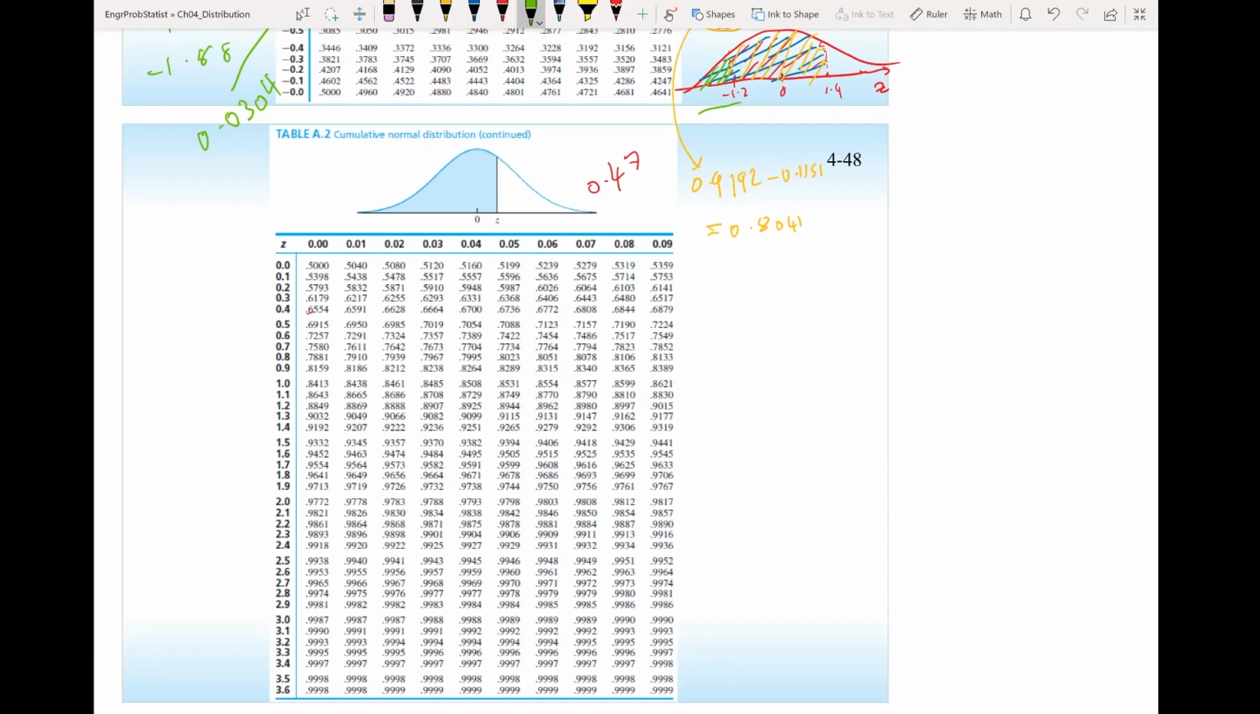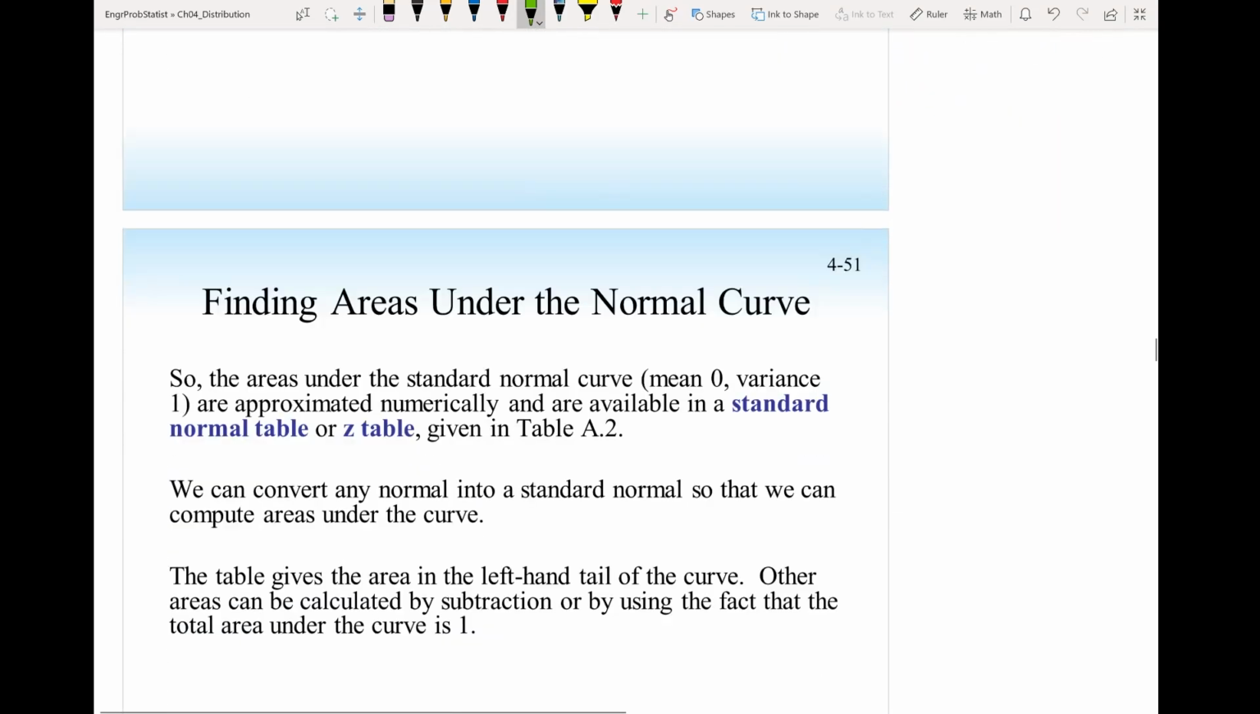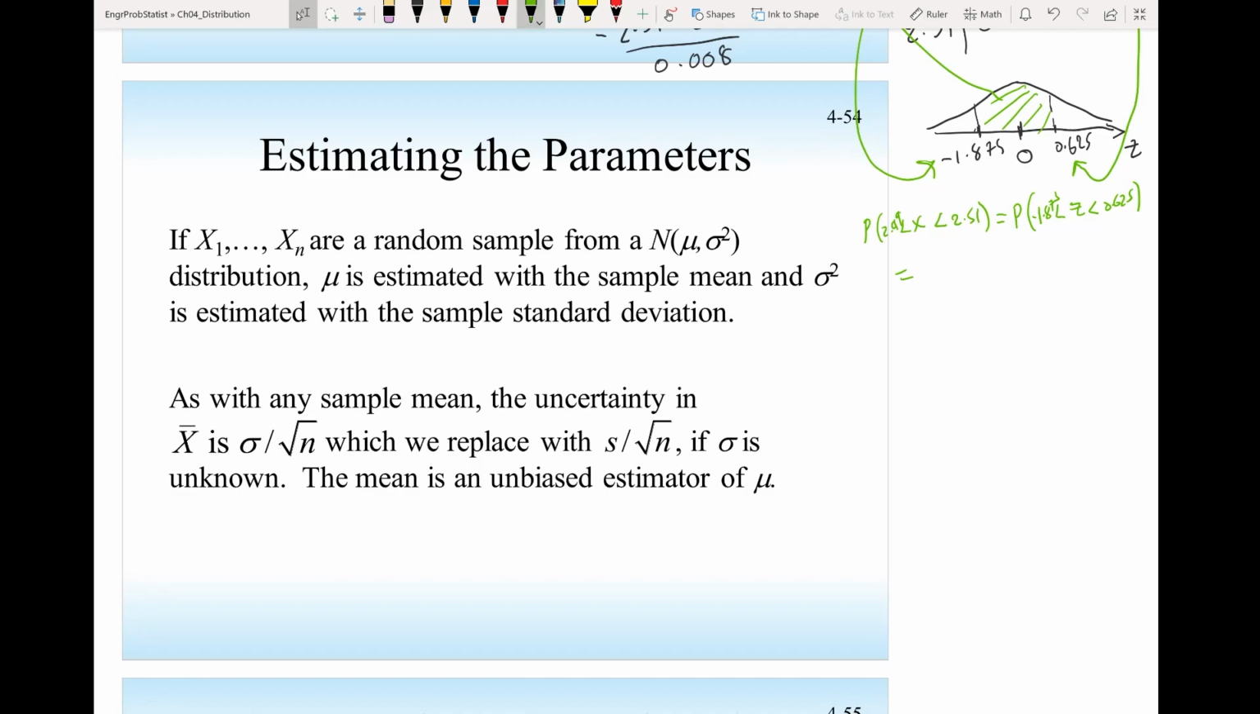Now let's look for 0.625. 0.6 is here, 2 is here, so this is 0.62, but ours is 0.625. 0.63 is here, so it's going to be between these two numbers. Then this will be 0.733.